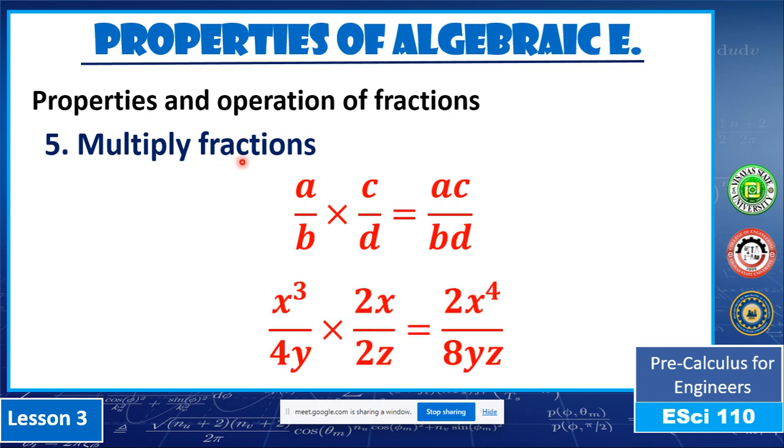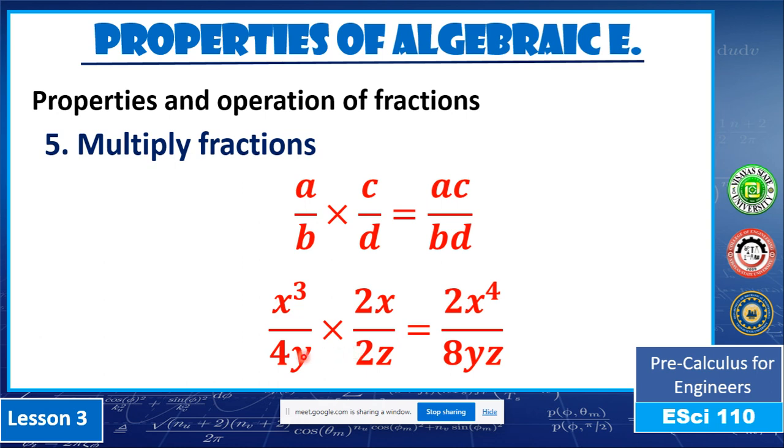Then, of course, we have an example, x cubed over 4y times 2x over 2z. So multiply x cubed times 2x, so we have 2x to the fourth. Since we apply the rule of exponents for variables, since we have variable x, they have the same base, so you just have to add their exponents. So 3 plus 1 equals 4. So that's why we have 2x to the fourth.